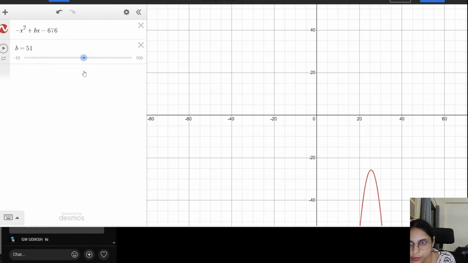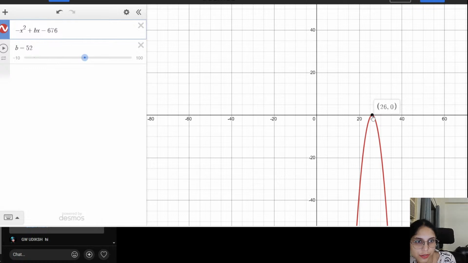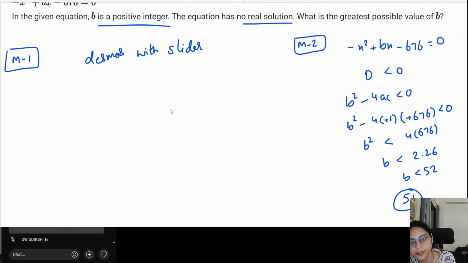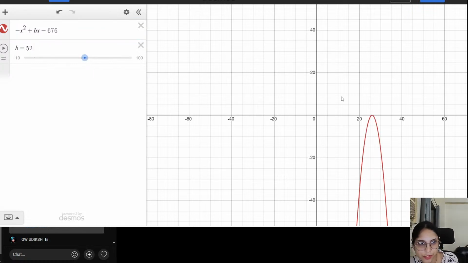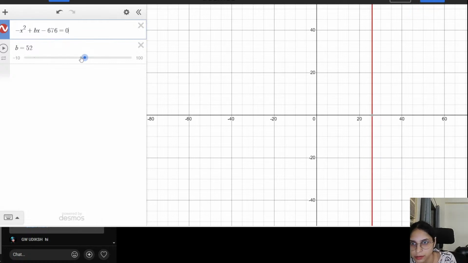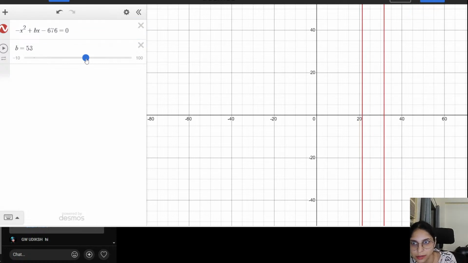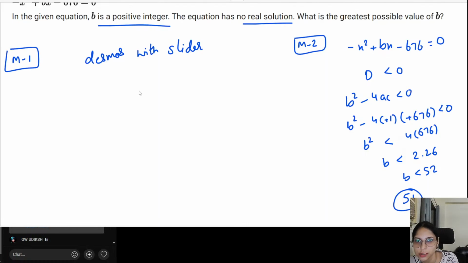Okay. Here also we don't have any solution. But at 52, you get a solution. When b is equal to 52, you get a solution, right? And it's an integer, so you go to 51. That is why I said the maximum possible value is 51, because at 52, you are getting a solution. Even if you make it equal to 0, you're seeing a line. Up to 51, you won't be seeing any line. So greatest possible value is 51.